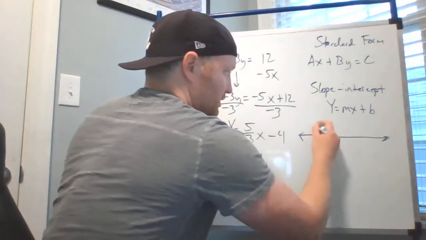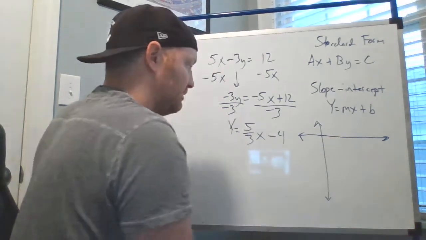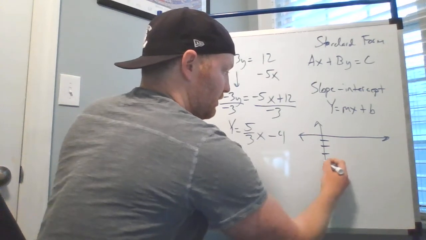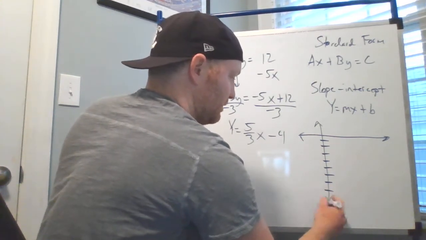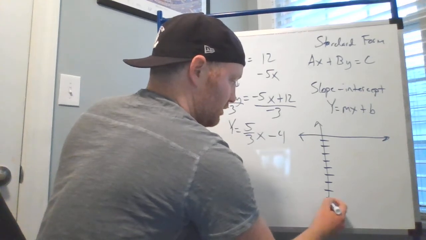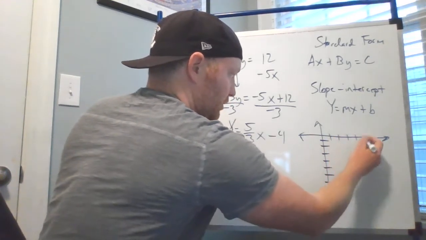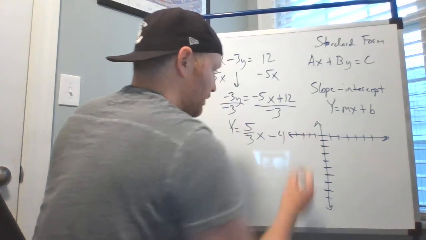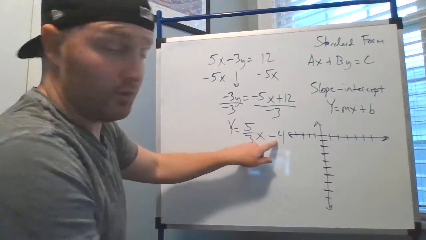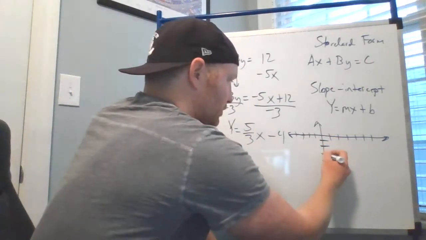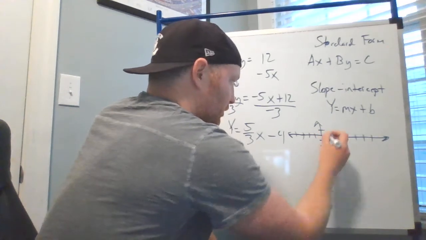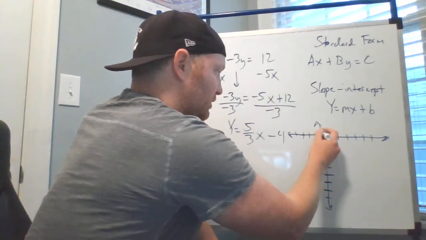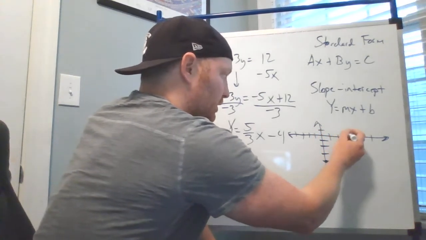So if I'm going to graph this, I'm just going to set up my coordinate plane like this, because I know the line is mostly in the downward region. Now, I go to the y-intercept of -4: 1, 2, 3, 4. I rise 5: 1, 2, 3, 4, 5. Then I run to the right 3 because it's positive: 1, 2, 3. There's that point.